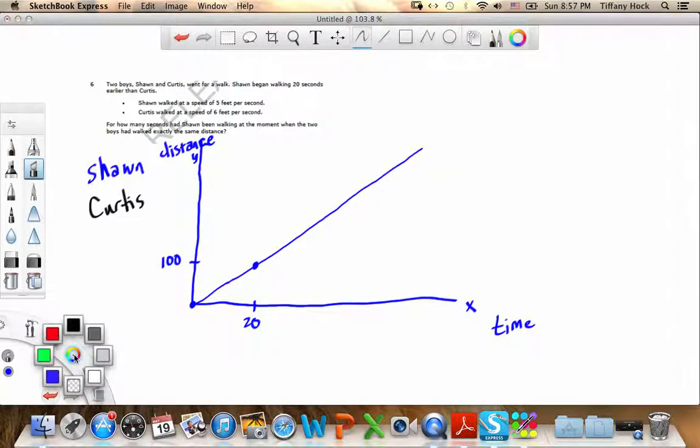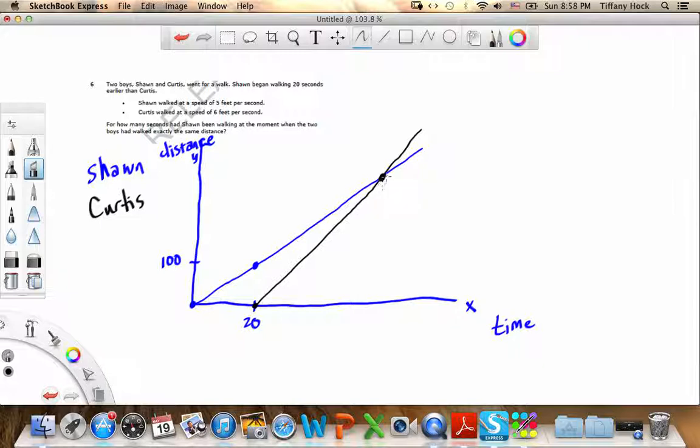Then Curtis starts walking. Now Curtis is walking at 6 feet per second. His is also a constant rate, but he's starting at the 20-second mark, and since he's walking a little bit faster, his graph is going to be a little bit steeper. Now this isn't going to be drawn to scale. In other words, it's not going to be drawn perfectly. The time and the distances here won't work out perfectly as far as the scale.